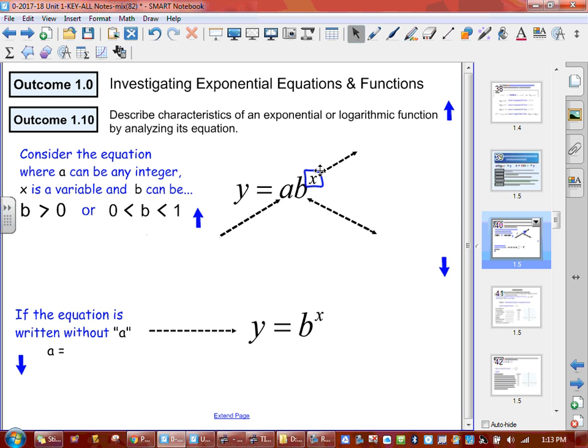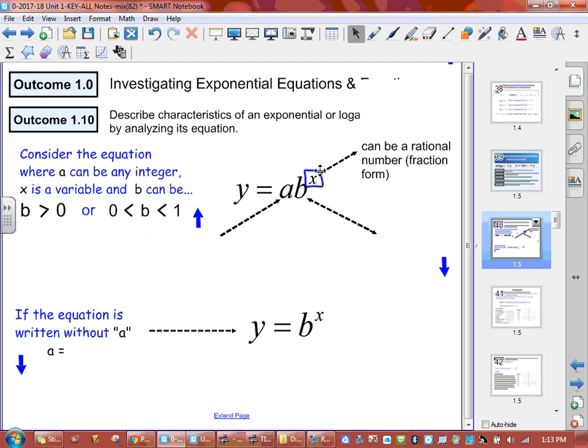Okay. So what does x represent up here? It can be a rational number, meaning it can be in fraction form. Now, if it's in fraction form, it needs to have brackets. Rational number just means fraction form. So you could have a fraction exponent. We've already seen those. That gives us a lot of times root signs, those fraction exponents.